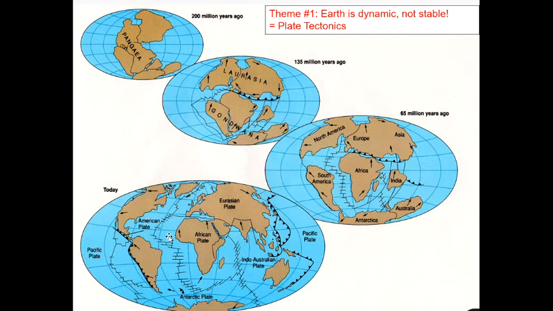And in fact, look at the way this is stepped off here. At the bottom, it's today. That's the map you should recognize. But then 65 million years ago, 135 million years ago, if you go back 200 million years ago, you basically have 1 continent and 1 ocean. So the Earth is dynamic, it's not stable, it's always changing, and that's the whole subject of plate tectonics. So we'll do a section on plate tectonics for you.